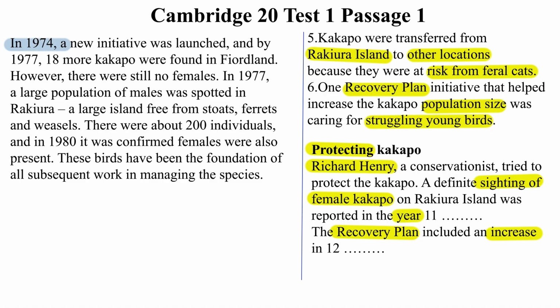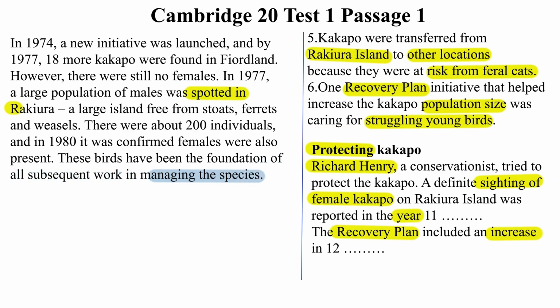In 1974, a new initiative was launched, and by 1977, 18 more kakapo are found in Fiordland. However, there are still no females. In 1977, a large population of males was spotted on Rakiura, a large island free from stoats, ferrets, and weasels. There are about 200 individuals, and in 1980, it was confirmed females are also present. These birds have been the foundation of all subsequent work in managing the species.